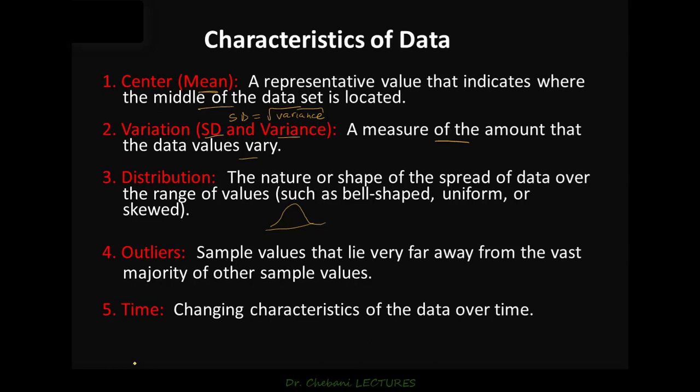The last factor that we are interested in is change over time, right? So the changing characteristics of the data over time. How does the data vary or change over a specified period of time? And with line graphs, usually we would get to appreciate how the data vary over time. So these are the 5 characteristics that you have to have etched in your memory when you describe data: the center, the variation, the distribution, outliers, and time.